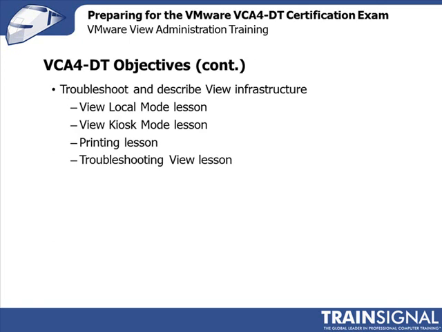The next objective is troubleshooting and describing the View infrastructure, which will test your ability to troubleshoot the View infrastructure and describe its different components. Lessons of particular interest include the View Local Mode and View Kiosk Mode lessons, the Printing lesson, and the Troubleshooting View lesson.